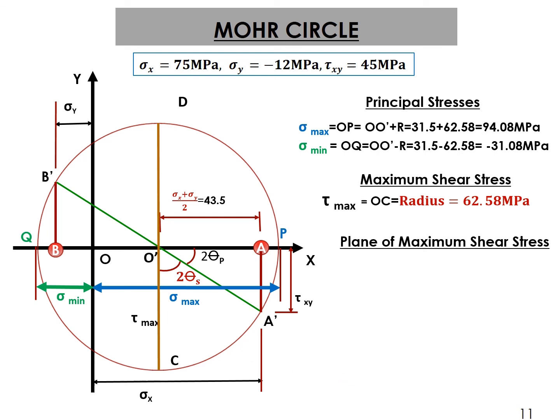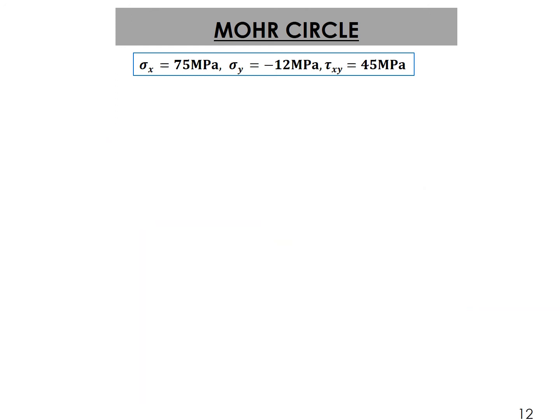Now, you must be wondering how simple it is. From the geometry, you can find out: if I take 90 minus twice theta p, I get twice theta s. See here. So how simple it is. It is 22 degrees. Within no time, you have calculated the plane of maximum shear stress. So let's move ahead. Let's find out other parts also.